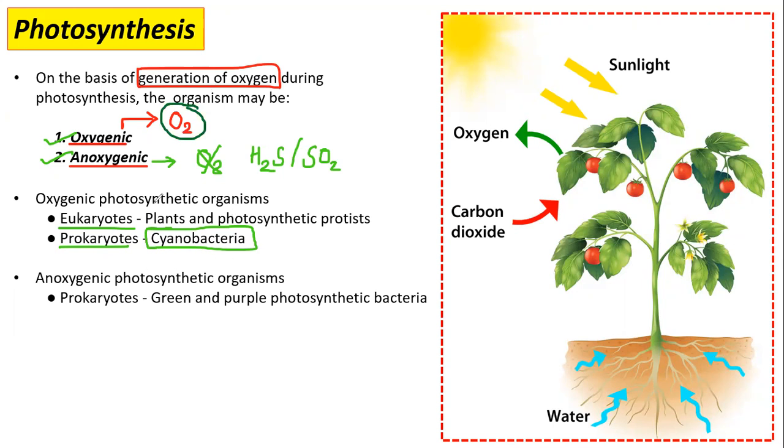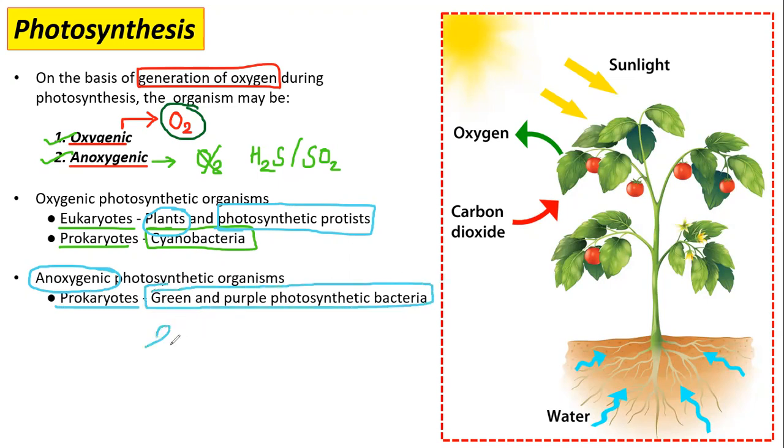Clear? Similarly, all green plants and the photosynthetic protista group also come under the eukaryotic oxygenic photosynthetic organisms. Whereas in anoxygenic photosynthetic organisms, you will have the prokaryotes, where you will see the green and purple sulfur bacteria. Green sulfur bacteria, or green and purple sulfur bacteria, or green sulfur bacteria, you can add over there.